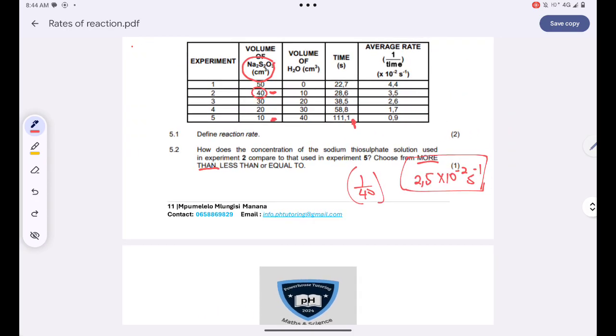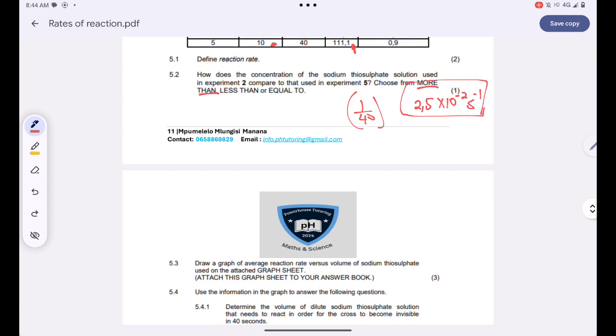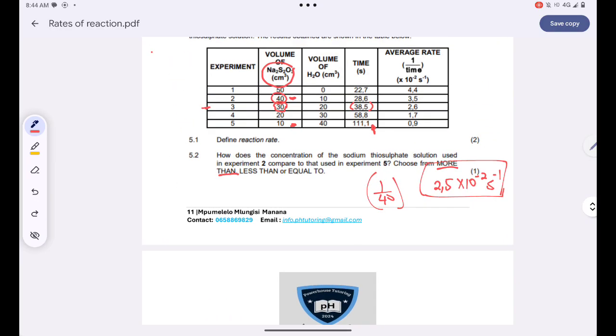And yeah, it makes sense, guys, because over there in experiment 3, when the volume was 30 cubic centimeters, the reaction reached completion at 38.5. So my volume must be closer to that one, yeah? Slightly above 30 actually. It must be slightly above 30.